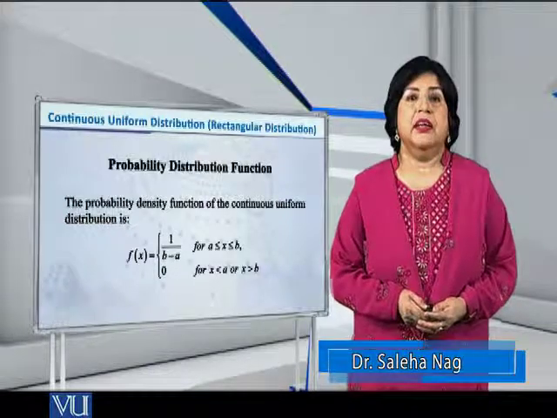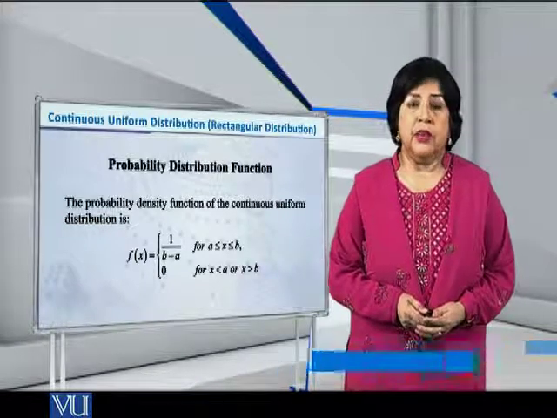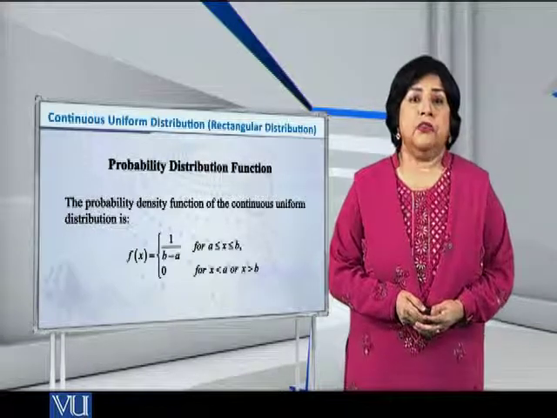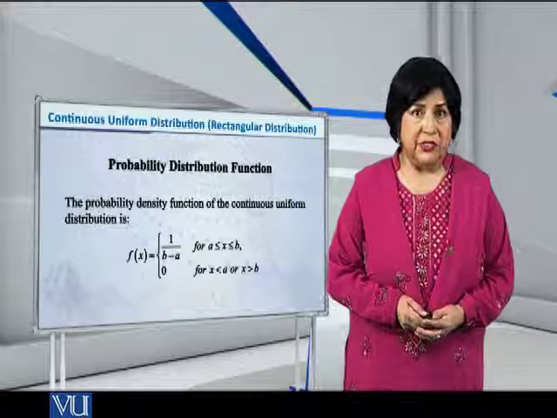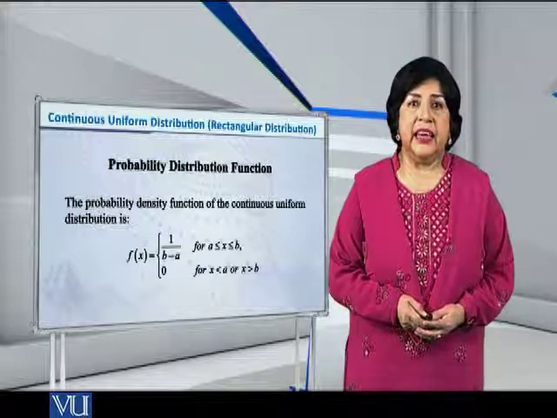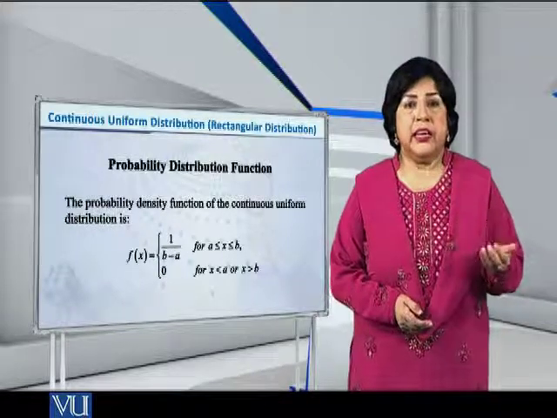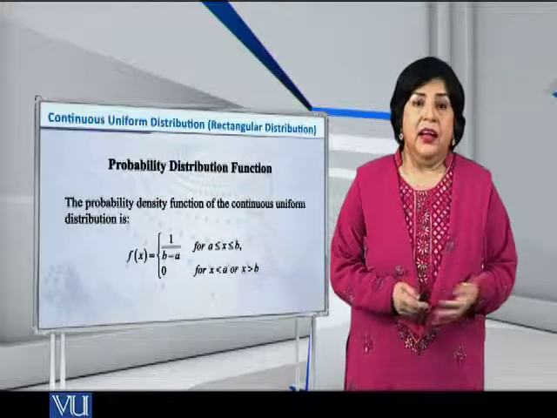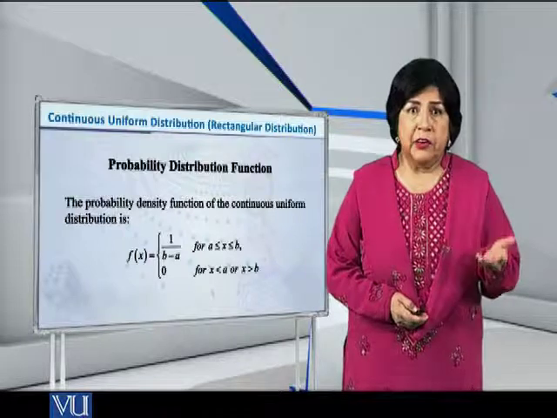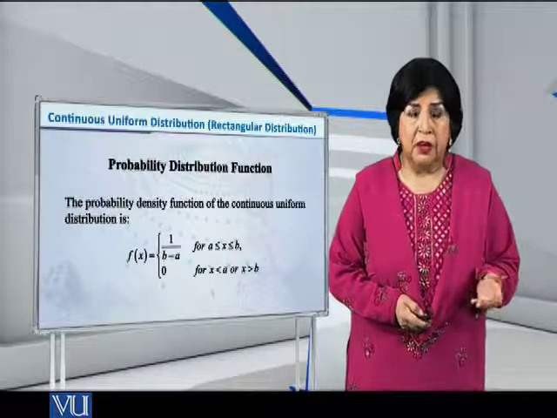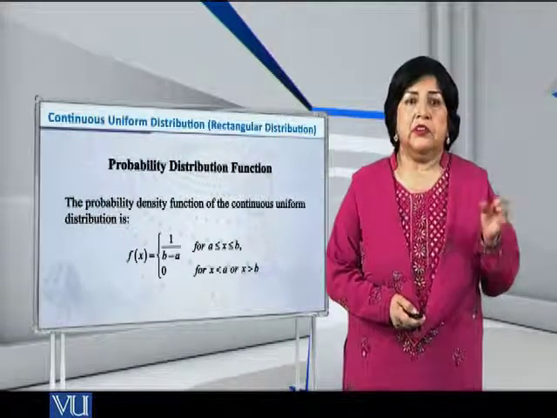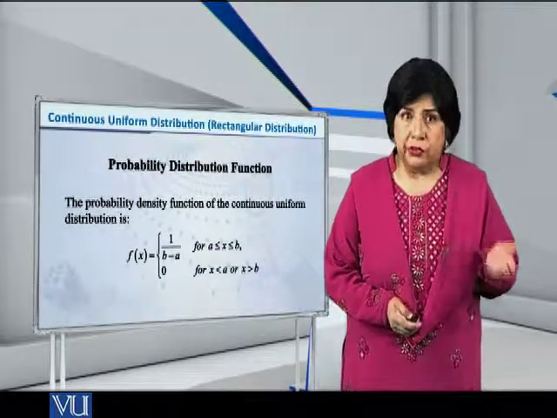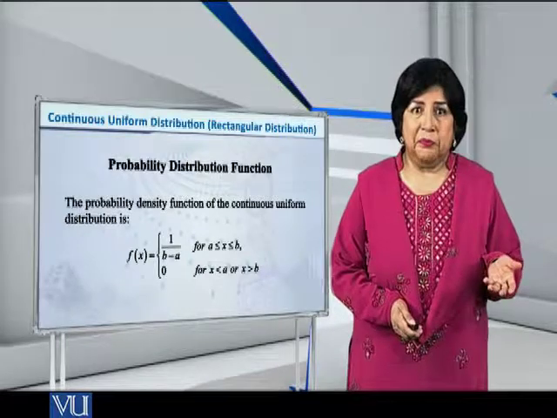by f of x is equal to 1 over b minus a for all those values of x that lie between a and b. We are assuming here that a is smaller than b. So this is the expression 1 over b minus a for that interval, which is from a to b. And f of x is equal to 0 elsewhere.